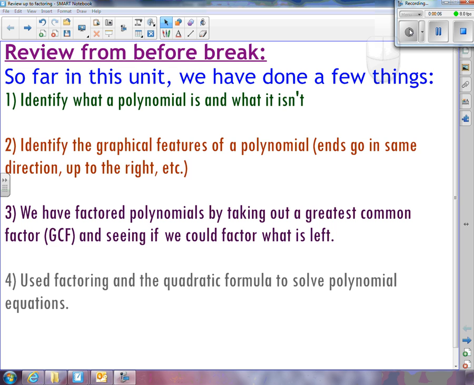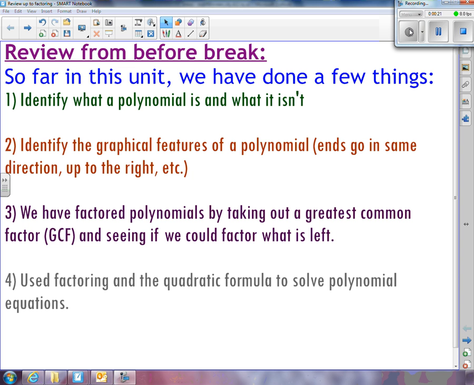But I thought it would be a good idea to take a day and review everything that we learned in this unit before spring break, just in case you forgot stuff while we were out of school. So here are the 4 things that we've learned in this unit so far.